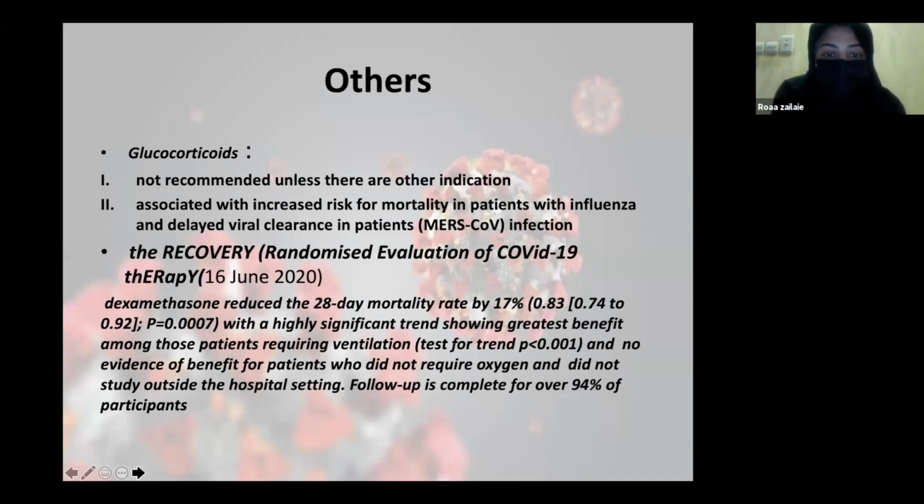So there is no benefit in patients without oxygen. It is good in patients requiring ventilation who have severe pneumonia, and it is used only in the hospital setting. The follow-up in the study was complete for more than 94% of the patients. And now the Ministry of Health recommends use of dexamethasone in severe and critical cases in their recent protocol.